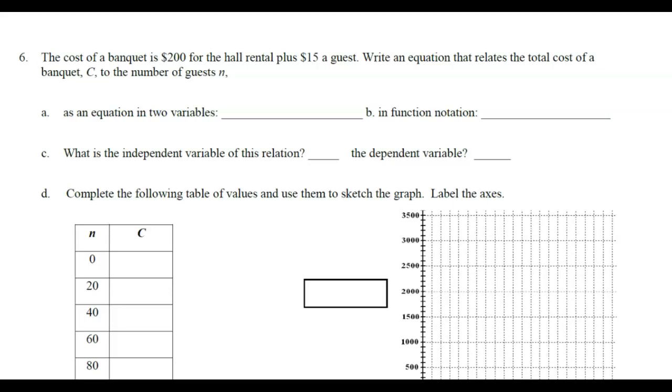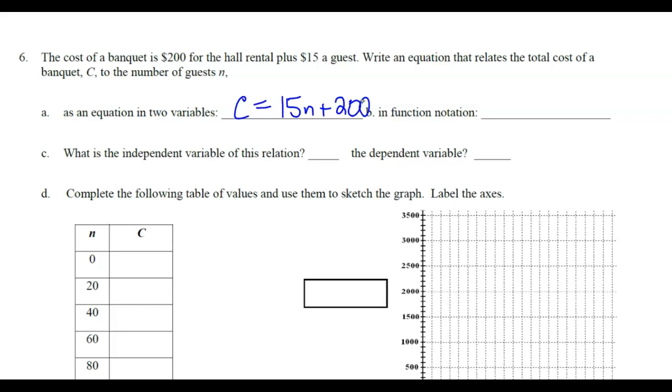And so it says write an equation that relates the total cost of the banquet C to the number of guests N. And in part A, it says as an equation in 2 variables. So they've already told us our 2 variables. We want the cost based on the number of people attending. Who can tell me what that equation might be to get the cost for N guests? Let's get Seth this time. 15N plus 200. Okay, so if there's 0 guests, it's still going to cost you 200. If there's 100 guests, it would be 15 times 100 plus the $200.